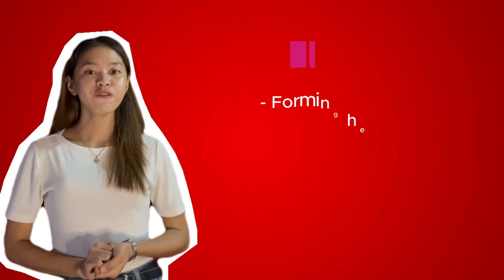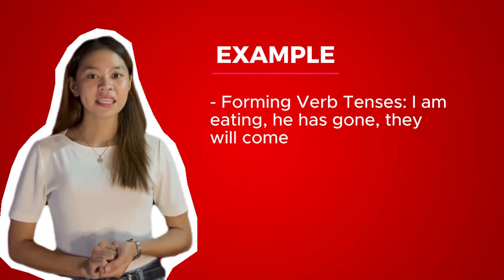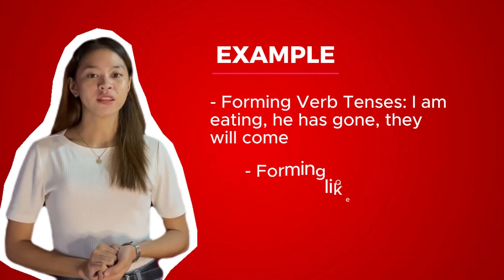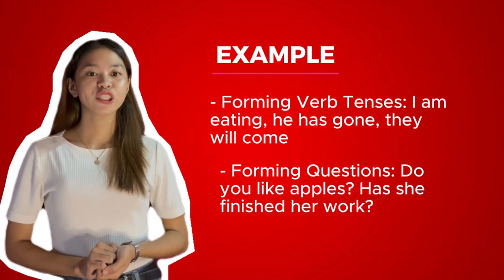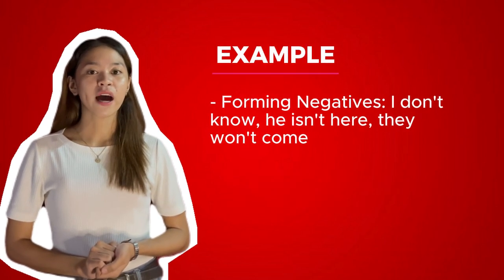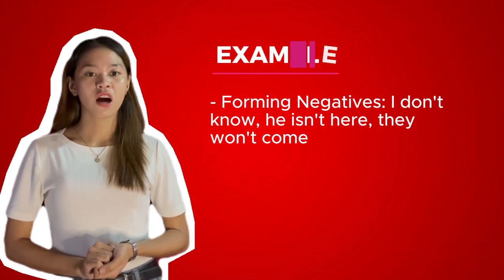Examples. Forming verb tenses: I am eating, he has gone, they will come. Forming questions: Do you like apples? Has she finished her work? Forming negatives: I don't know. He isn't here. They won't come.